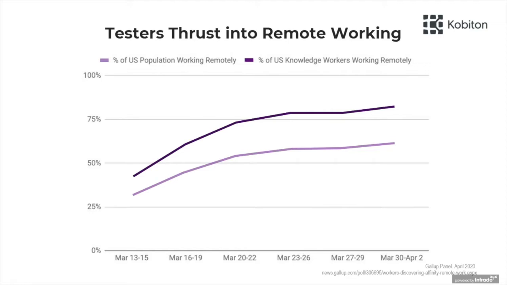So as testers, we've been thrust into remote working. As of the first week in April, the number of U.S. knowledge workers working from home was double that of the first week in March. You can see this graph that shows knowledge workers, of which testers are a part, comprise 74% of the U.S. workforce. That growth in the number of people working remotely has been driven by shelter-in-place orders and a general trend towards companies asking their employees, when possible, to work from home.